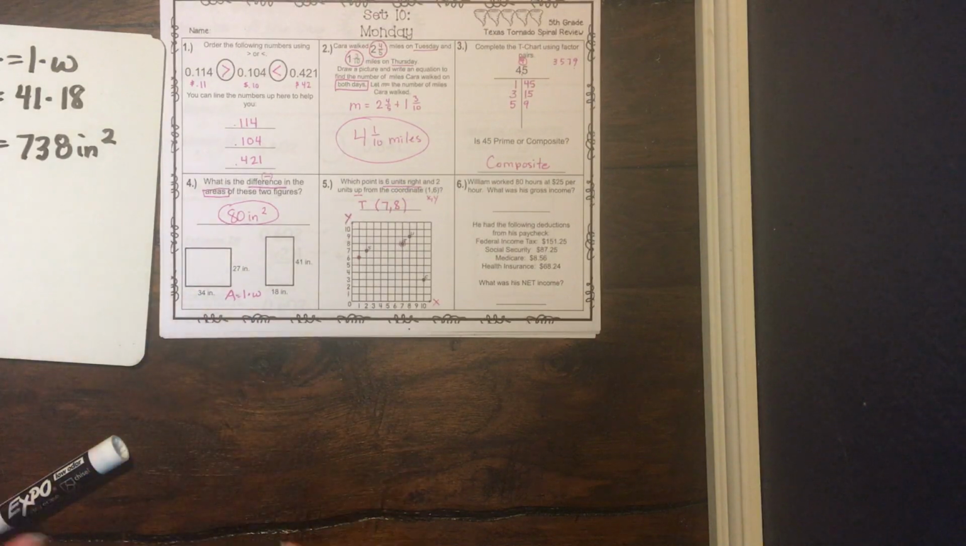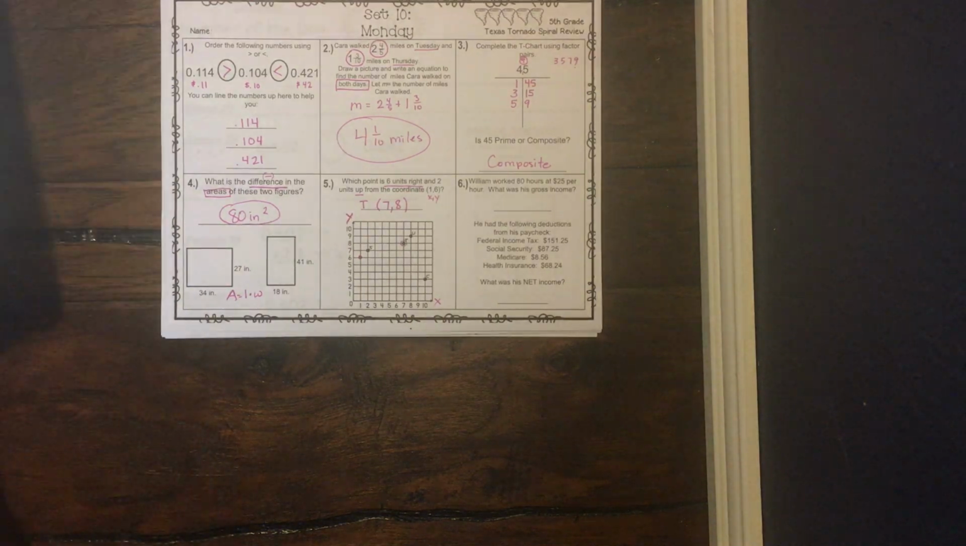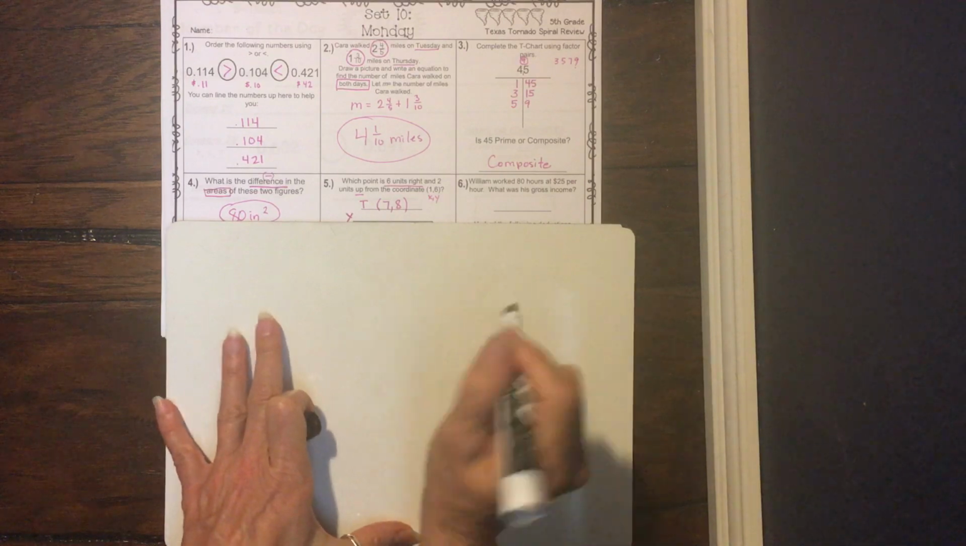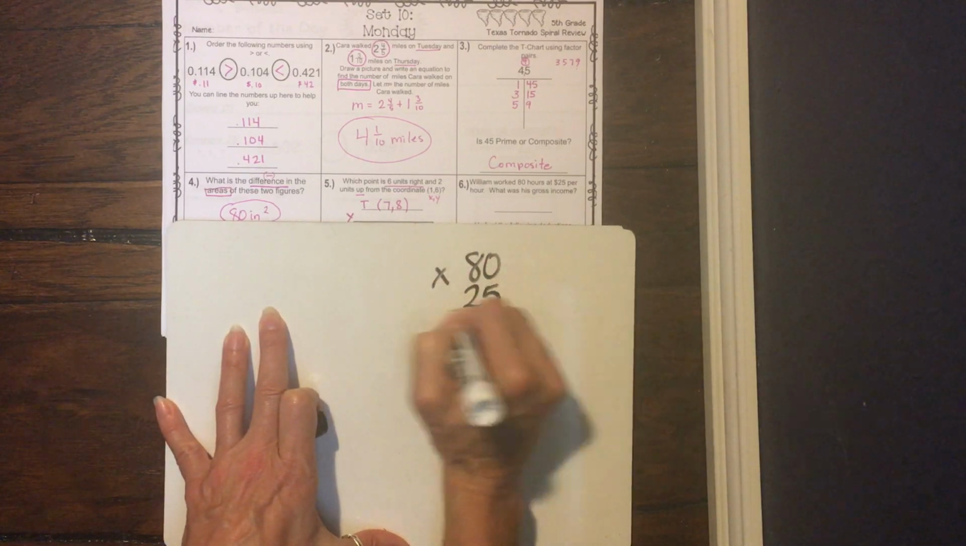All right, William worked 80 hours at $25 per hour. What was his gross income? Well, remember, gross is the total that you actually make, not what you get, but what you make. So we're going to multiply 80 times 25.